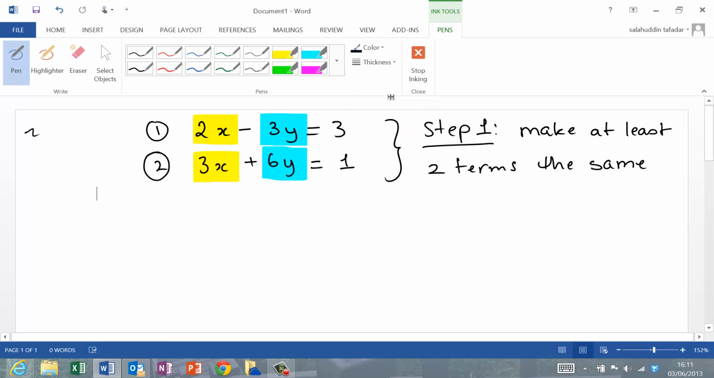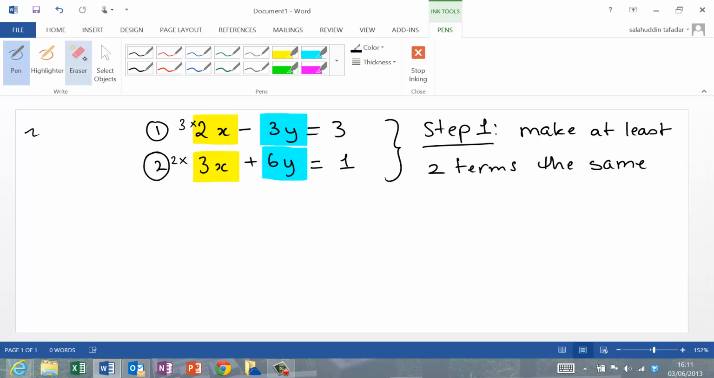And the reason why I want to do this is because if I can do that, then later on I can just cancel them out and find one of the variables, one of the letters. So how can I make at least 2 terms the same? Let's look at the 2x and the 3x. The question I'm going to ask myself is, what can I multiply the 2x and the 3x by to make them the same? Well, I can multiply this one by 2, and I can multiply this one by 3, and if I do so, then this will become 6x and this one will become 6x.